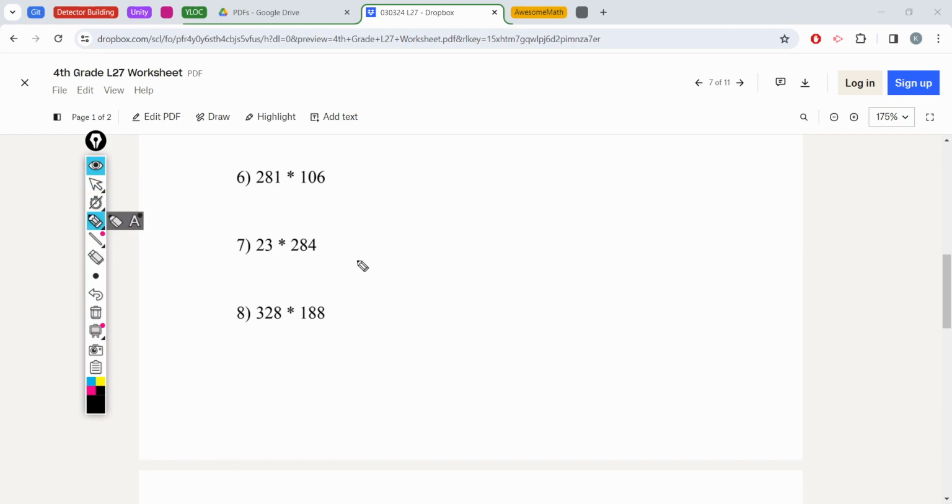And then for the last of the multiplication ones, 284 times 23. So we multiply by 3, we get 12. 3 times 8 is 24, plus 1 is 25. And then 3 times 2 is 6, plus 2 is 8. Add the placeholder 0. 2 times 4 is 8. 2 times 8 is 16. Carry the 1. And then 2 times 2 is 4, plus 1 is 5.